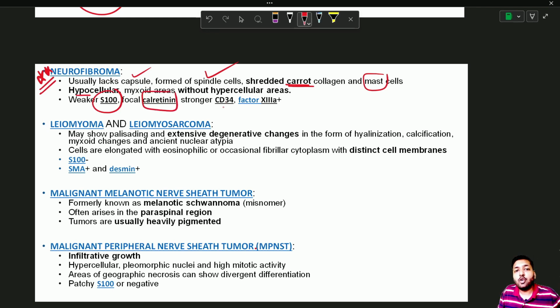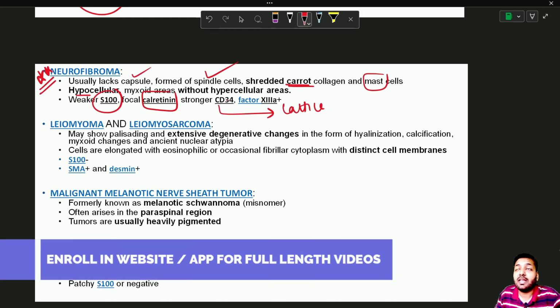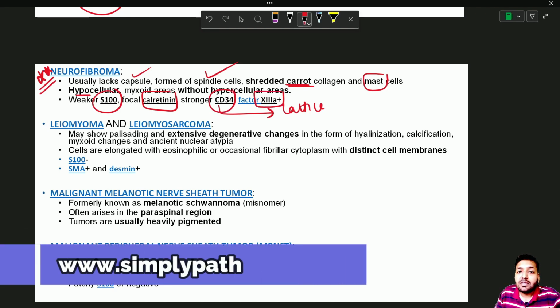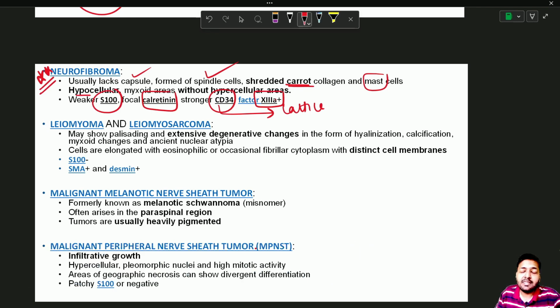Very importantly, neurofibromas show a strong CD34 lattice-like pattern. It's a DNA fingerprint or lattice-like pattern which is important, which is basically formed by the fibroblasts present in the neurofibroma. Okay, and it is indicative of the presence of this particular characteristic neurofibroma architecture. So stronger CD34 and factor XIIIa positivity. Okay, so all these IHC markers help us to differentiate neurofibroma from schwannoma.